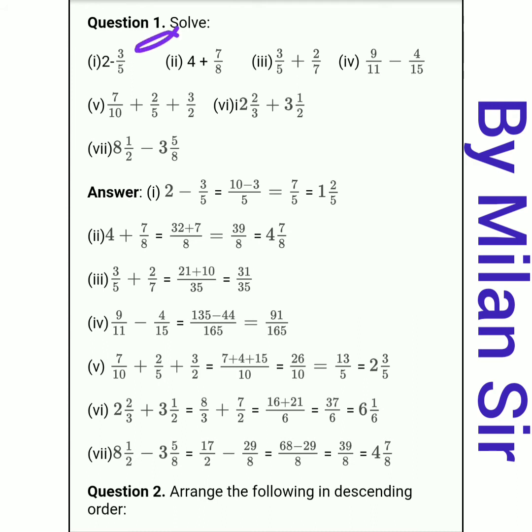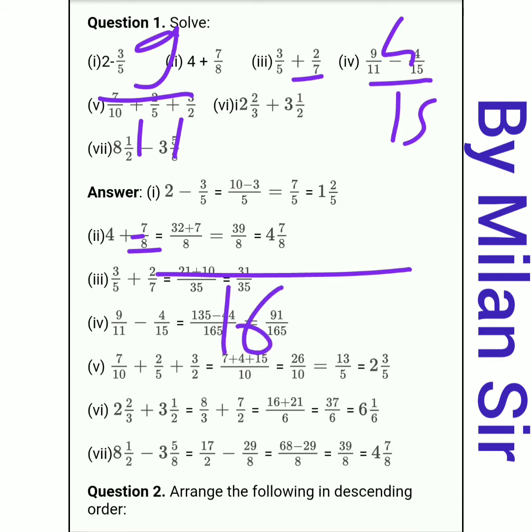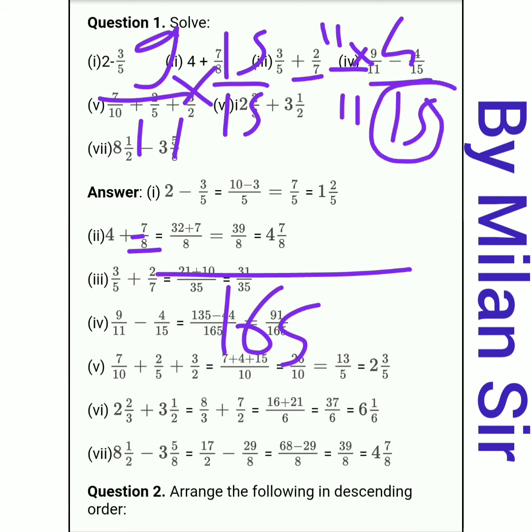Right? Here initially we have 9 upon 11 and 4 upon 15. So our LCM is 165. That means we need to multiply the first term by 15 and the second term by 11. If you don't know the method of LCM, one thing you can do is cross multiplication. You need to multiply and divide the first term with 15, and multiply and divide the second term with 11.